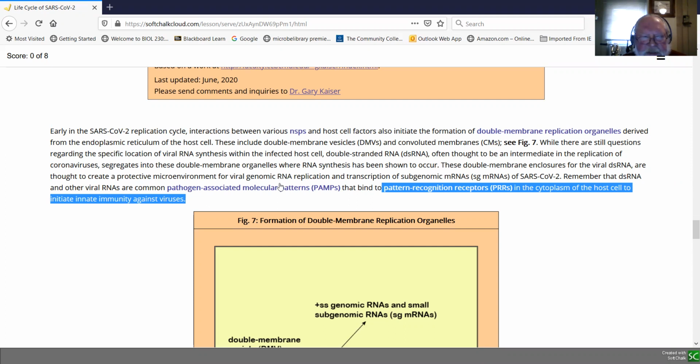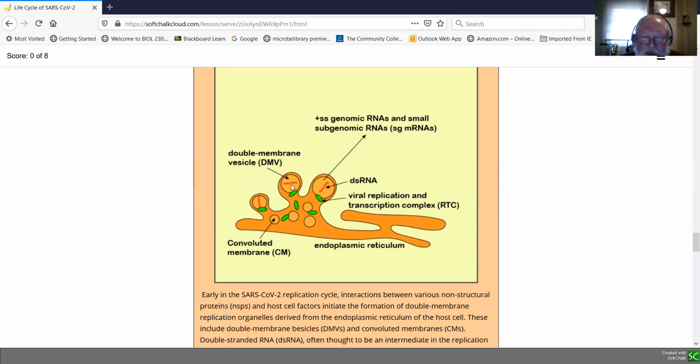And so the thought is that by sequestering this double-stranded RNA of the virus inside these double membrane organelles, the pattern recognition receptors out here in the cytoplasm never see the double-stranded RNA. They don't see the PAMP, and so innate immunity is not activated, but the virus can continue to replicate its genome and produce the subgenomic RNAs within these vesicles. So by blocking the initial innate immunity, that means we can't remove the virus as well, which gives the virus a better chance to replicate and continue.